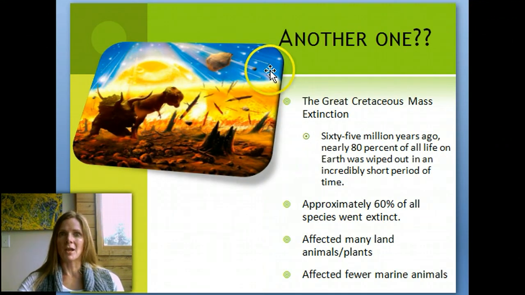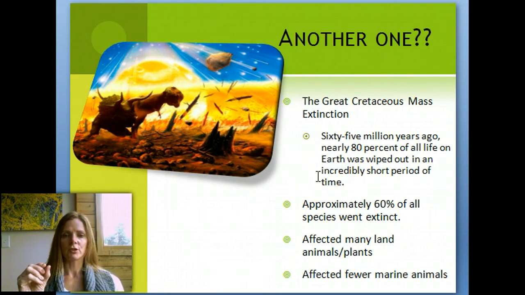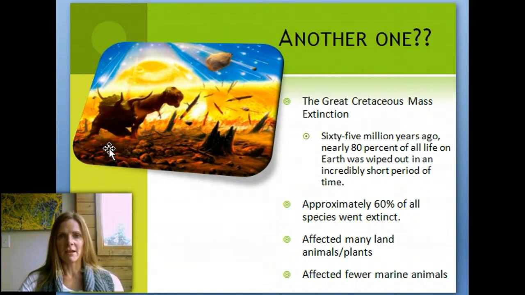Okay, so here goes another extinction. So we talk about extinctions all the time. The Great Cretaceous Mass Extinction. 65 million years ago, nearly 80% of all life on Earth was wiped out. That's a lot. Not just the marine life, but all life in general, okay? Wiped out in an incredibly short period of time. Bam, done. A lot of people think it could have been a huge meteor that destroyed a lot of the life, but also changed the climate.